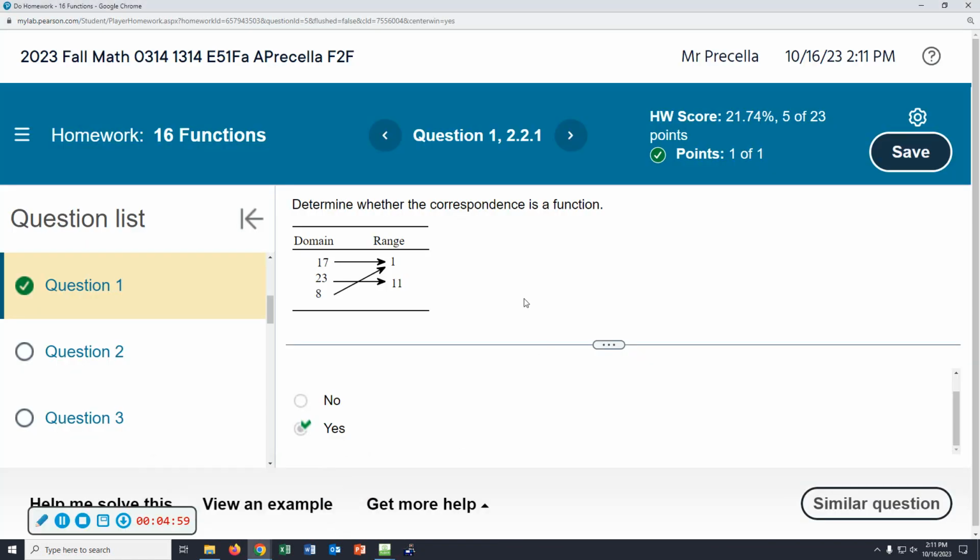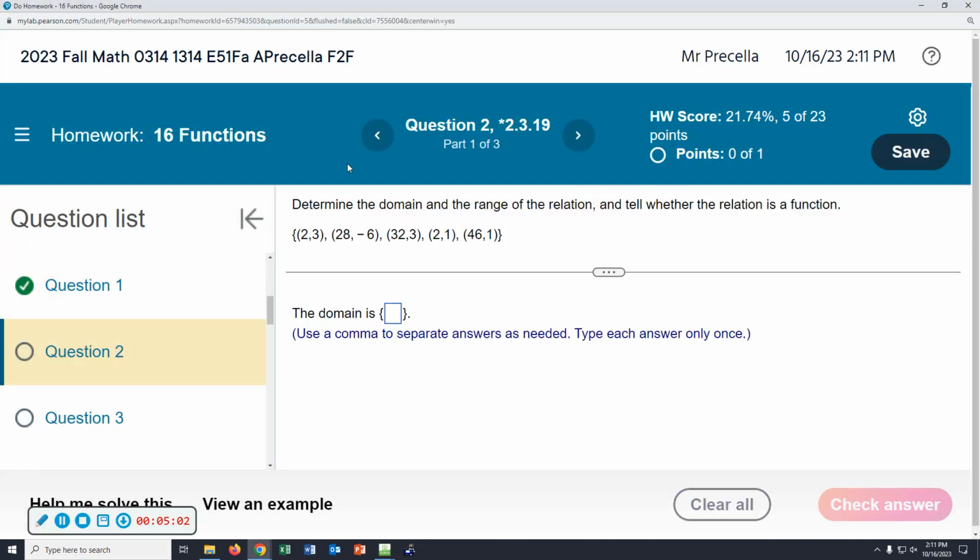Let's look at number 2. They can't all stay that easy, can they? Here they are written out as ordered pairs. Let me write it out: the ordered pairs (2, 3), (28, -6), (32, 3), (2, 1), and (46, 1). They want us to determine the domain and range and tell whether it's a function.